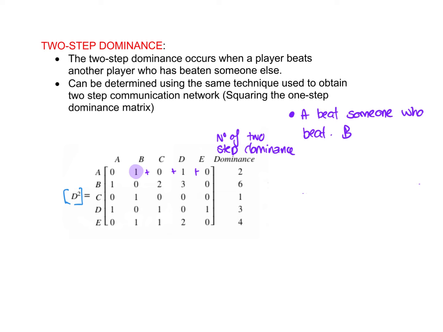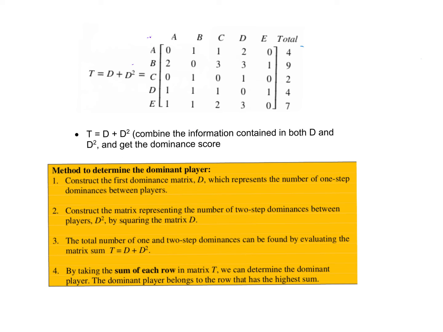So sometimes they ask us for the number of two-step dominance, so that's when you just find that. But often when we're finding the competition in a tournament, they will ask for the combination, and they'll say that the tournament winner will be the addition of D plus D squared, which means 1 and 2 step. Same as with communication. All right, so if we have a look here, they say the tournament winner will add the 2 together. So when you add the 2 together, you then add up. So you do 2 matrices and add, this is the total, this is matrix T.